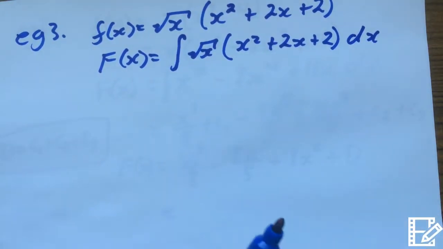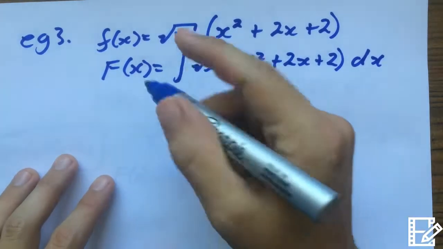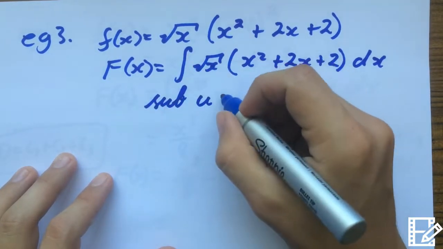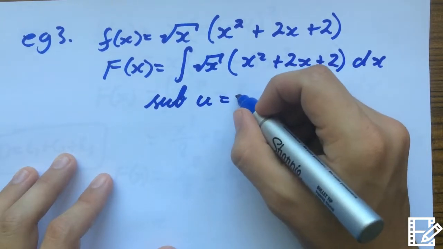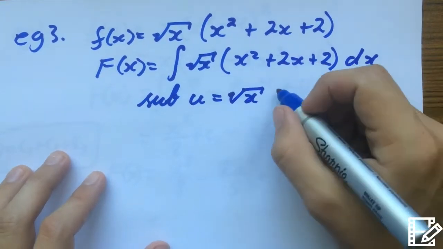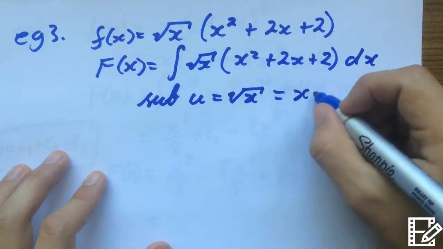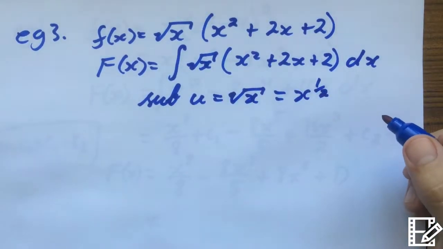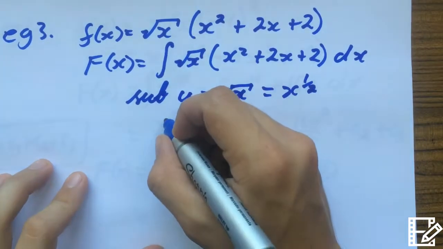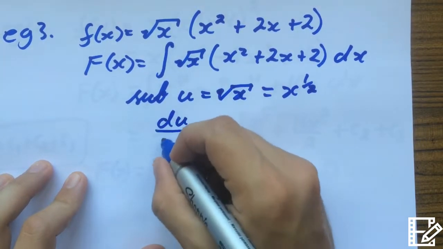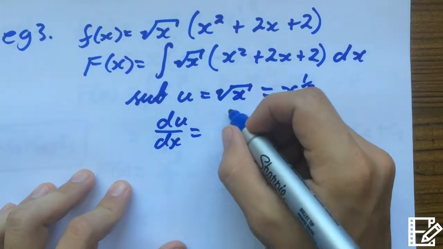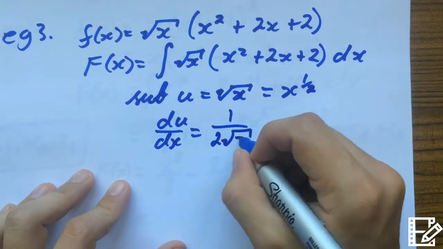Okay, I'm going to use integration by substitution. So I'm going to sub u in for the square root of x, which is the same as x to the power of a half. And so the derivative of u with respect to x, the derivative of x to the power of a half, is 1 on 2 square root of x.